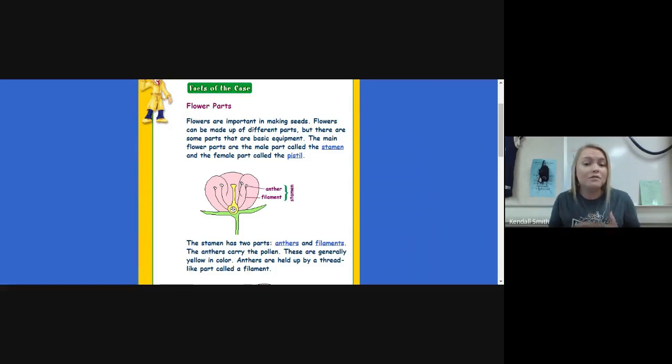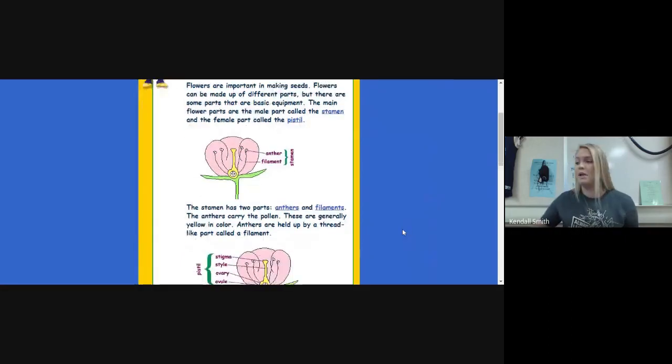Flowers can be made up of different parts, but there are some parts that are basic equipment. So the majority of flowers have these basic structures. So the main flower parts are the male parts, which we call the stamen, and the female parts that we call the pistil. Another name for the female parts is the carpel. So let's break this down, male and female parts.